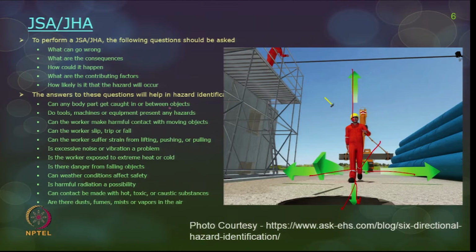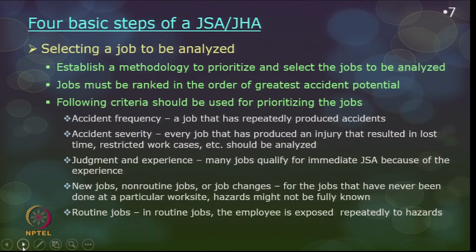So, if you look at all these topics that we have discussed earlier, you may have to look in any of these 6 directions, then you can easily identify all the hazards. Now, there are 4 steps, as I told you, to easily do the JSA. Number 1 is selecting the job to be analyzed. Some tips for identifying that we have seen earlier.